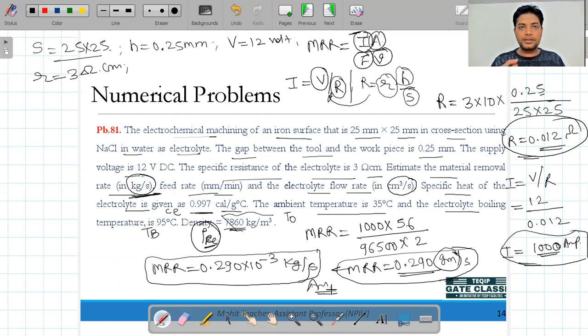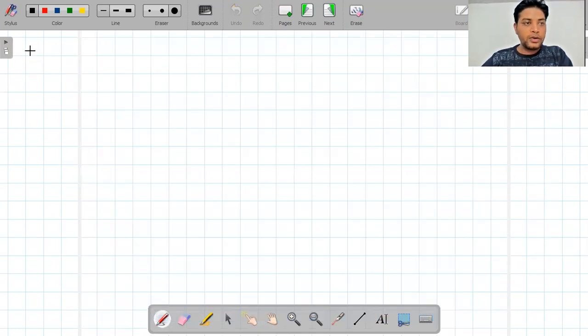But this is the first answer. We still have to find out the two answers. So the first answer is this. Now second, we have to find out the feed rate. So for the feed rate, we can calculate that the feed rate will be equal to MRR, that is material removal rate, upon surface area.